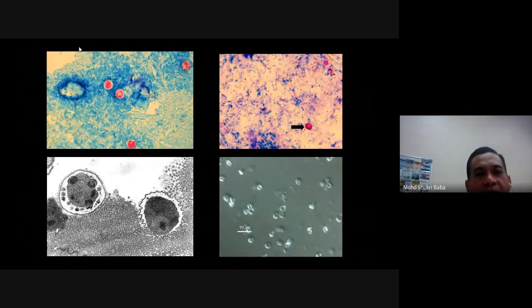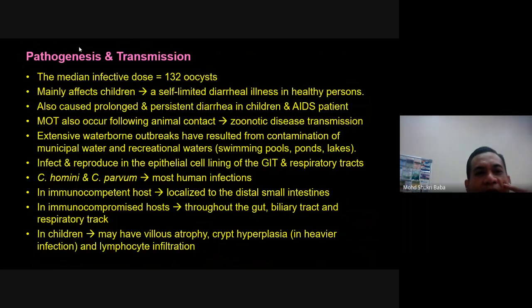So this is the picture of the oocyst of Cryptosporidium. The median infective dose is 132 oocysts. So basically, if you ingest too low an amount of oocysts, it might not lead to infection. If you ingest approximately 132 oocysts in the water, then it might initiate the infection.